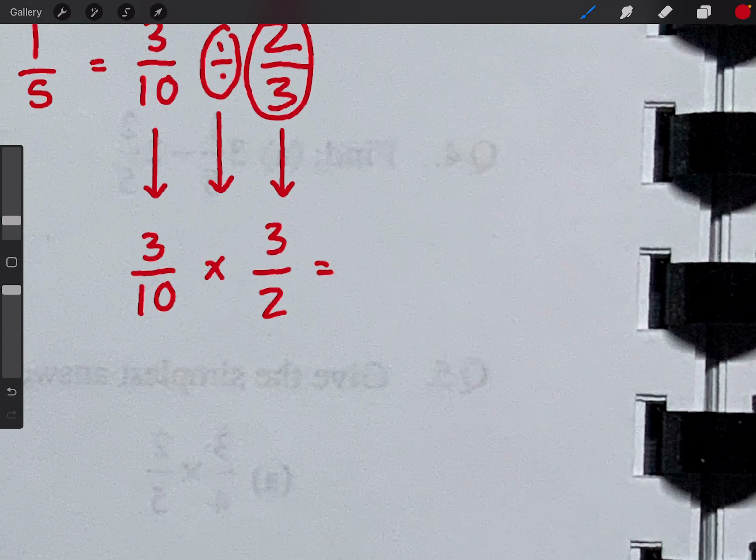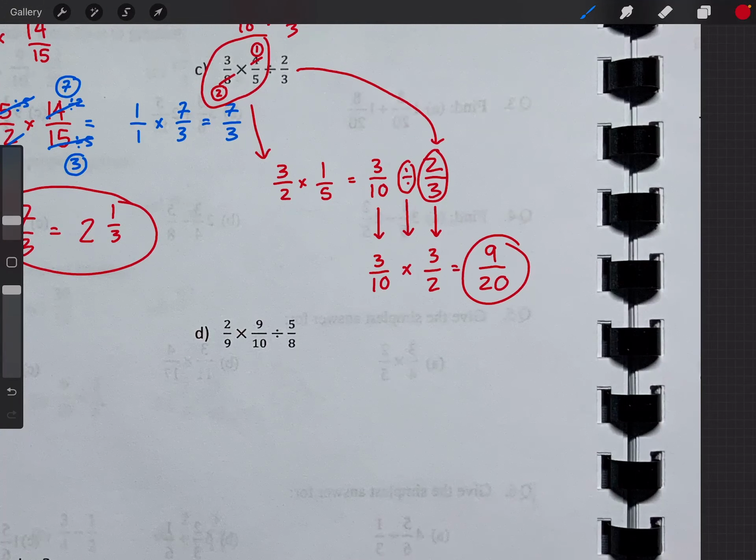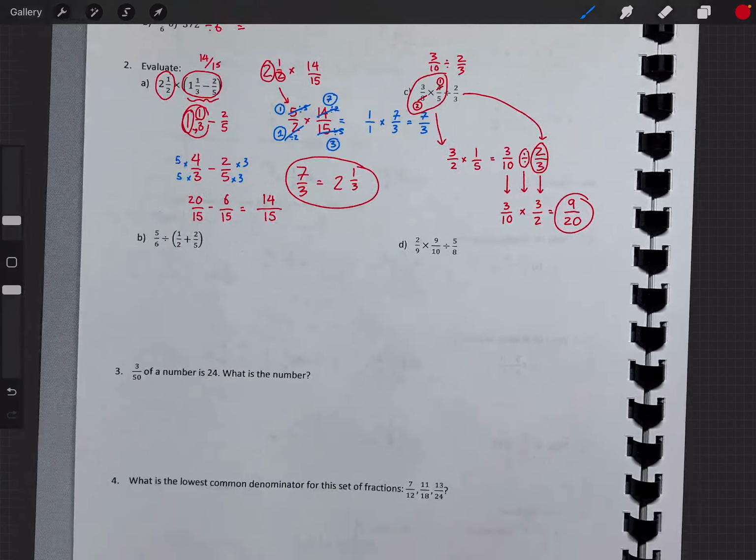Now we're doing a multiplication again. Okay, so let's see, can we simplify anything? Not that I can see. So if you can't simplify, just multiply it across. 3 times 3 is 9, and 2 times 10 is 20. The answer is 9 on 20. There's your answer.